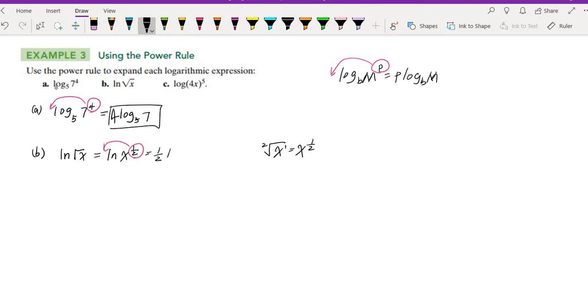You get a 1/2 natural log x. So that is your answer. Let's look at part C.